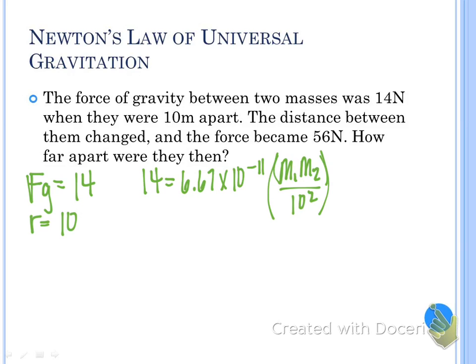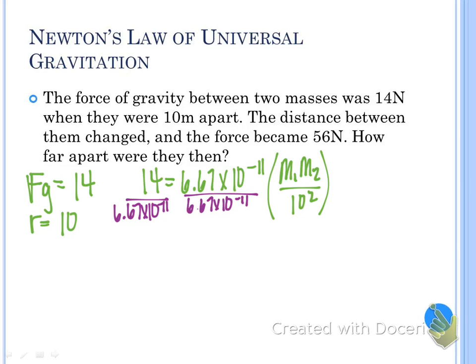So the masses of our objects aren't changing. We don't necessarily care about the individual masses here. We're going to solve for M1 times M2, this whole term, to allow us to then solve for the radius in our second instance. Okay, so to do that, I'm going to start by dividing over my 6.67 times 10 to the negative 11th. I'll take 14 divided by 6.67 times 10 to the negative 11th.